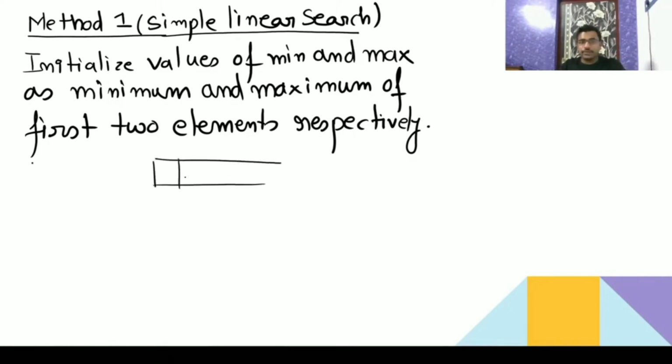So if they have given you some array, first take two elements of this array and declare two values, min and max. In min you assign the minimum of these two, and in max you assign the maximum of these two. Understood? Is it clear? If you have any doubt, you can ask me.